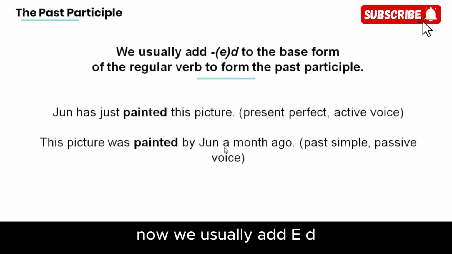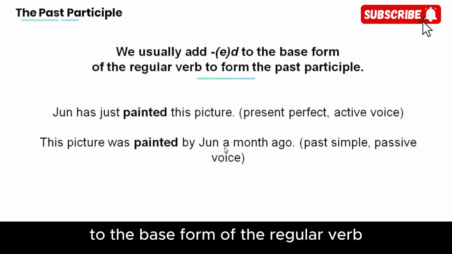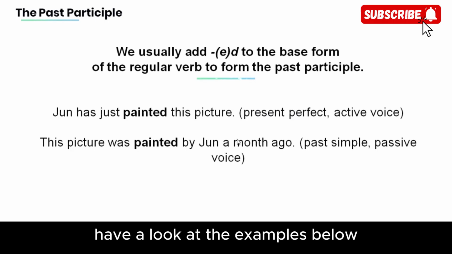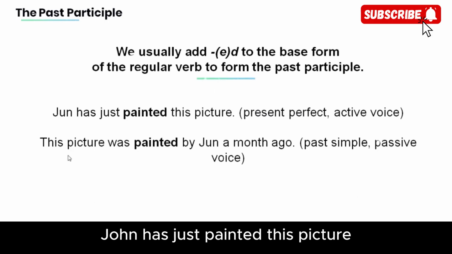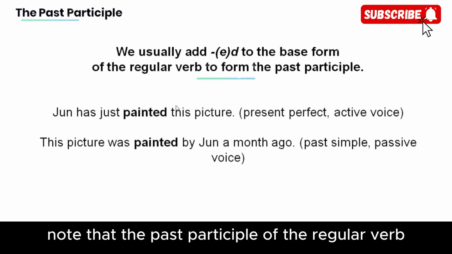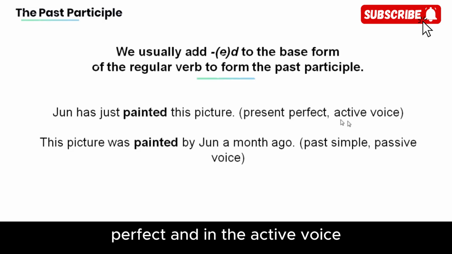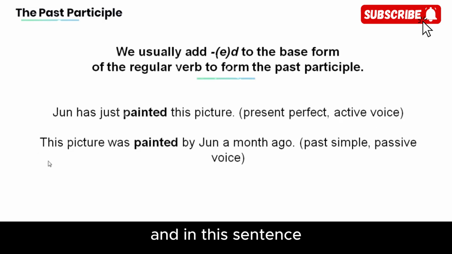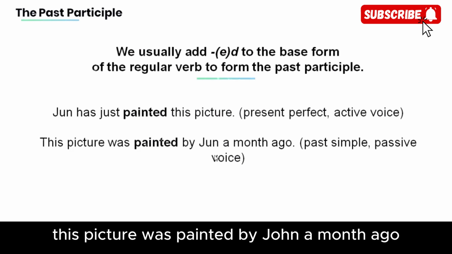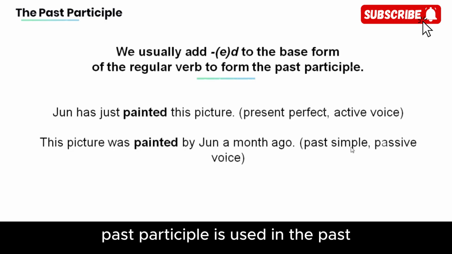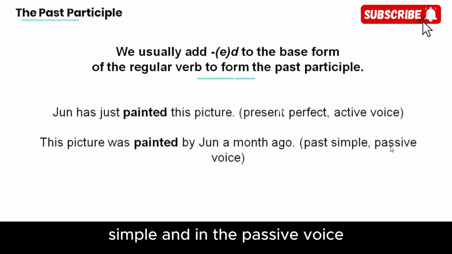Now, we usually add ed to the base form of the regular verb to form the past participle. Have a look at the examples below. John has just painted this picture. Note that the past participle of the verb painted in the sentence is used in the present perfect and in the active voice. And in this sentence, this picture was painted by John a month ago. Past participle is used in the past simple and in the passive voice.